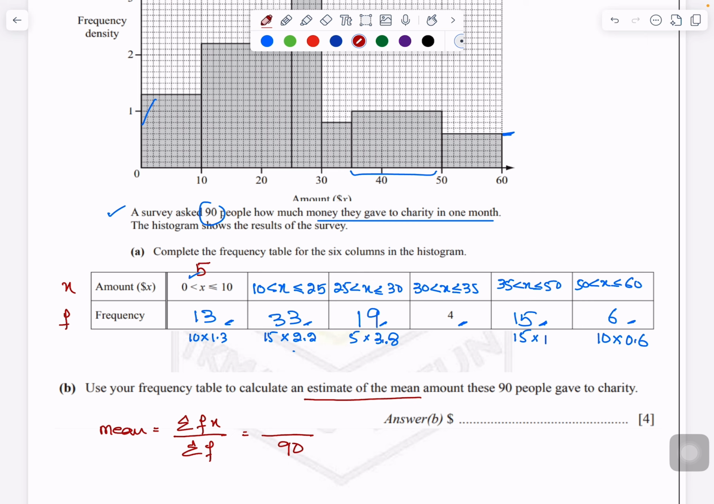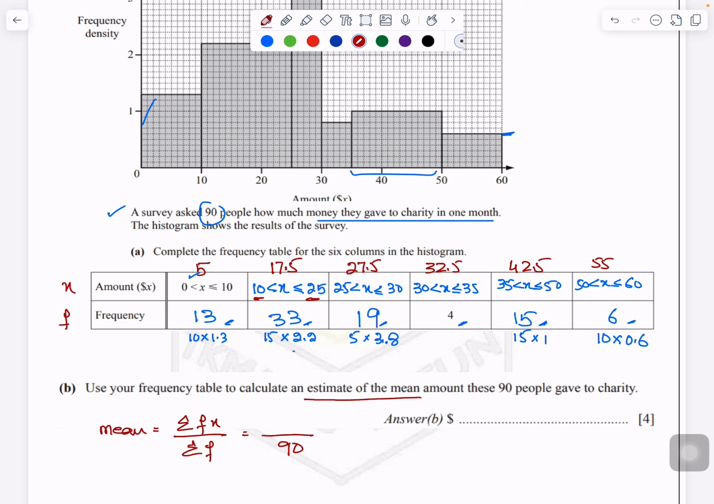Here 10 to 25. How will you calculate if you cannot do it mentally? Yes, you are right. You will add up 10 and 25 and divide it by 2. So 17.5. Then the mid value of 25 and 30 is 27.5. Then mid value of 30 and 35 is 32.5. Then mid value of 35 and 50 is, add 35 plus 50 and divide it by 2. Okay, so you will get 42.5. Then mid value of 50 and 60 is 55.